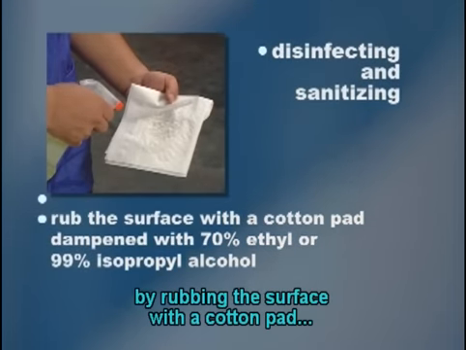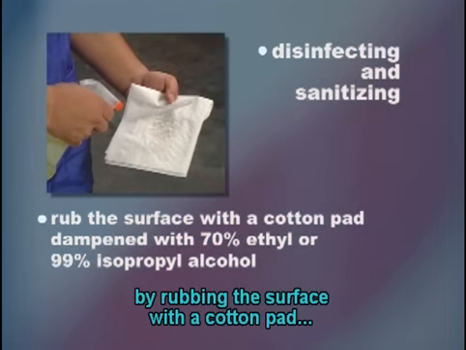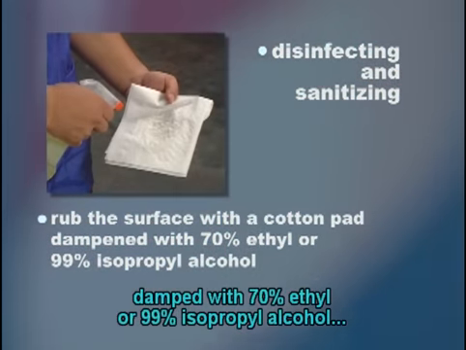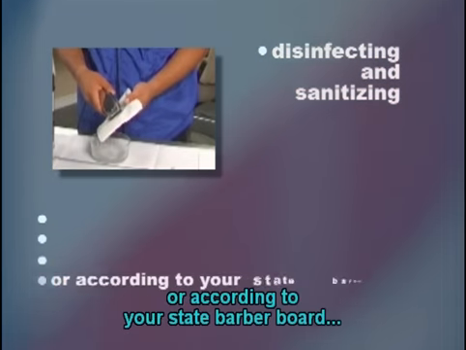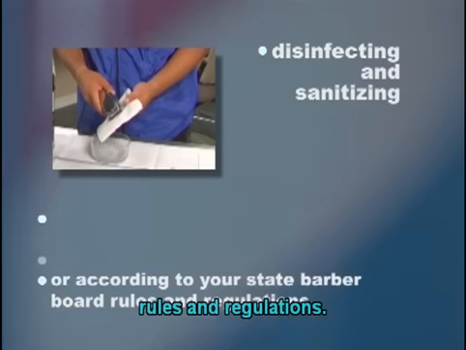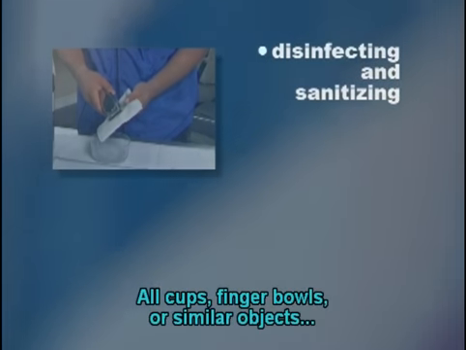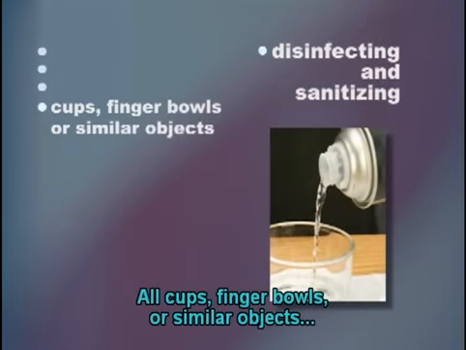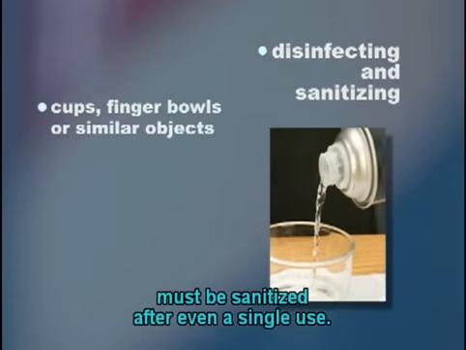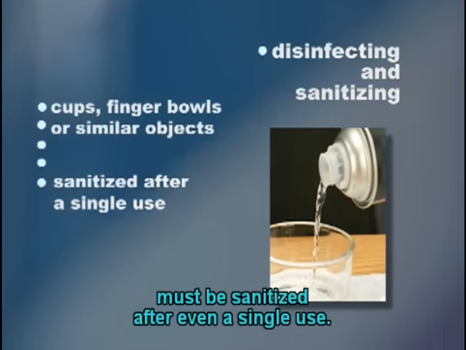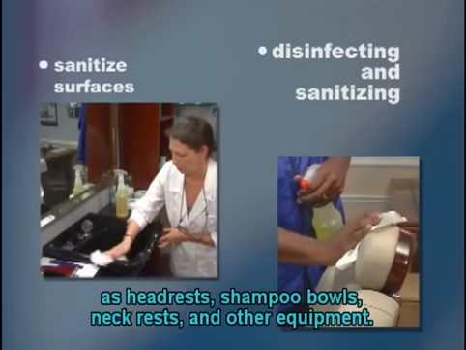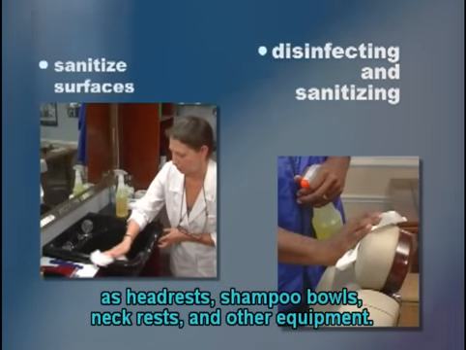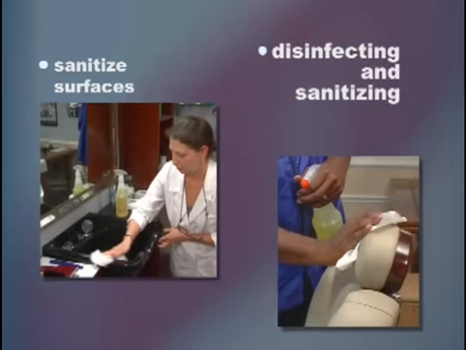All metal implements should be disinfected, lubricated, and stored in airtight containers. Sanitize electrical appliances by rubbing the surface with a cotton pad dampened with 70% ethyl or 99% isopropyl alcohol, or according to your state barber board rules and regulations. All cups, finger bowls, or similar objects must be sanitized after even a single use. Do not forget to sanitize such surfaces as headrests, shampoo bowls, neck rests, and other equipment.